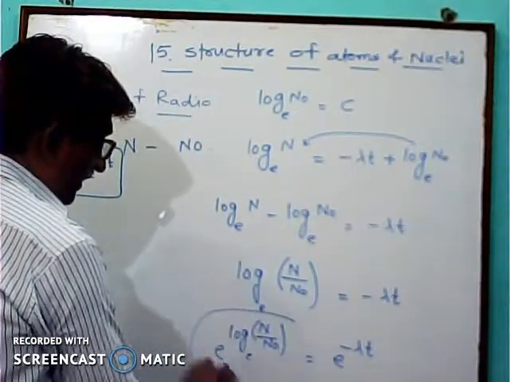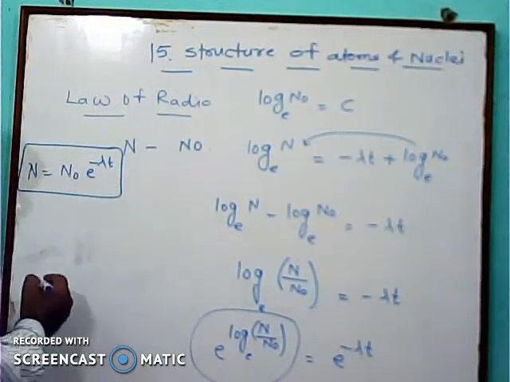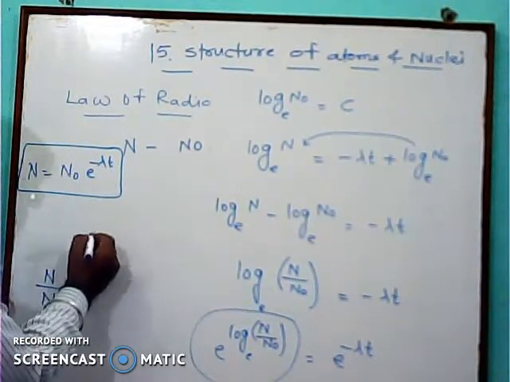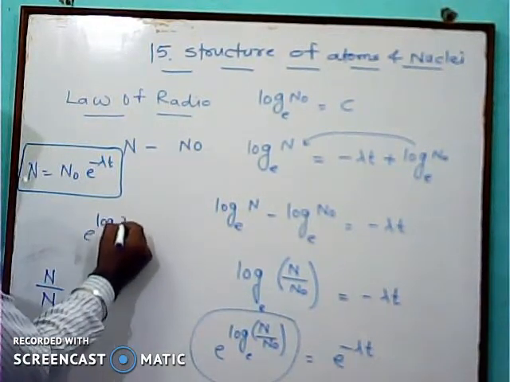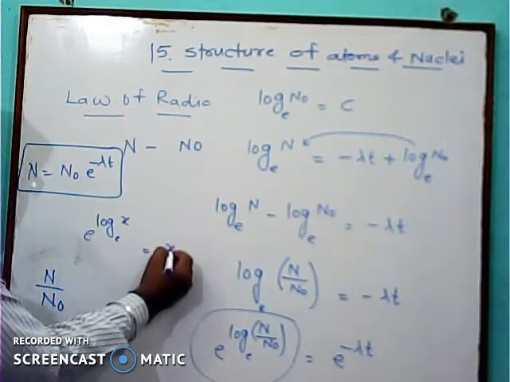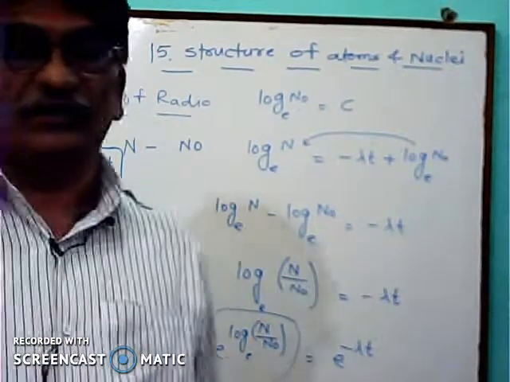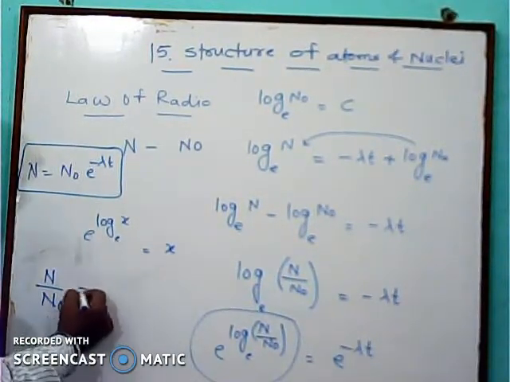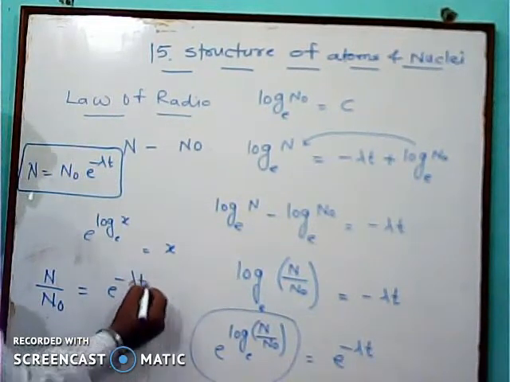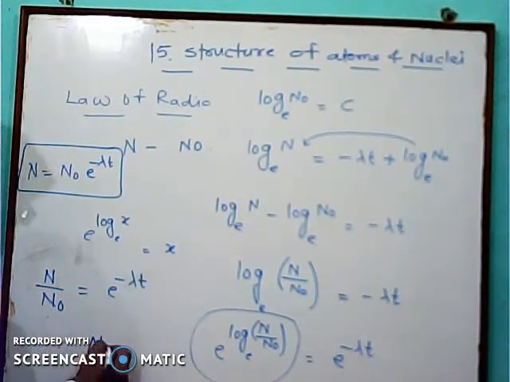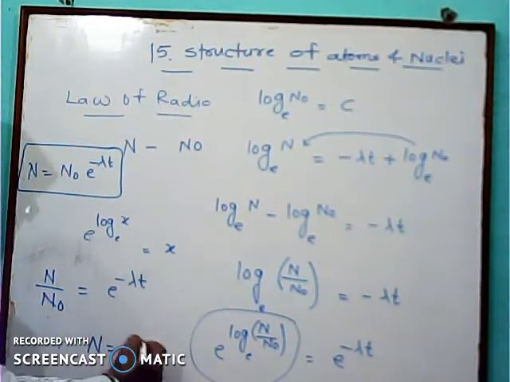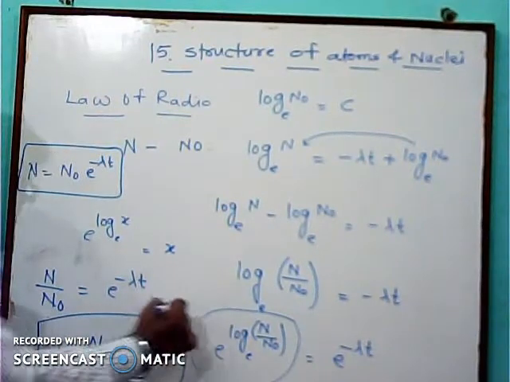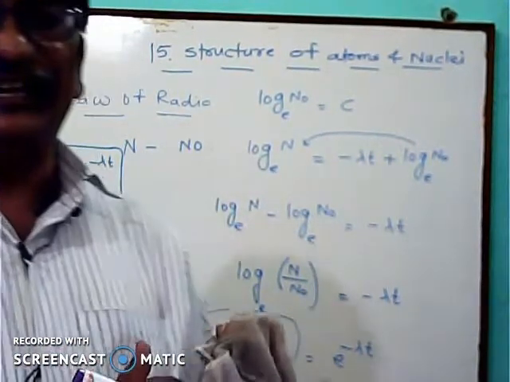Then the term is written as N upon N0, because e raised to log of x to the base e is x. If we use this formula, then N upon N0 is equal to e raised to minus lambda t, and therefore we prove the formula N is equal to N0 e raised to minus lambda t. That is the law of disintegration.